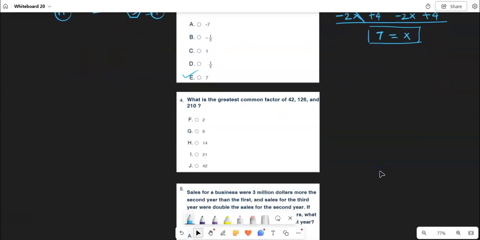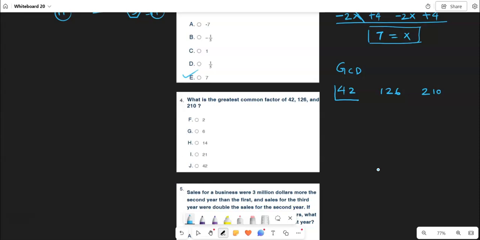Next is, what is the greatest common factor of 42, 126 and 210? This is actually kind of an elementary class topic, or sometimes you may discuss this in your middle classes. So basically, to find the greatest common factor, or GCD, you need to do the prime factorization and find the greatest common factor.